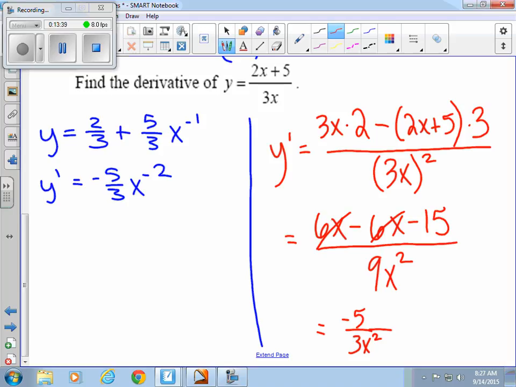So I'm going to divide 2x by 3x, and then I'm going to divide 5 by 3x. So I have 2x over 3x plus 5 over 3x. These just cancel and give me 2/3. This one, remember, I've got to have the x as a power to be able to use the power rule. And then x on the bottom is the same as a negative 1 exponent.